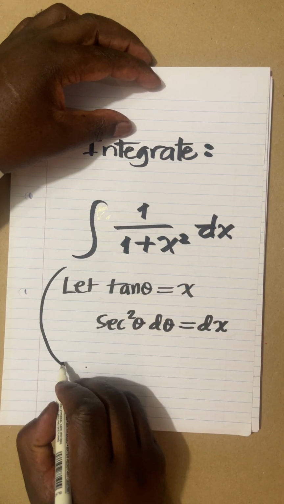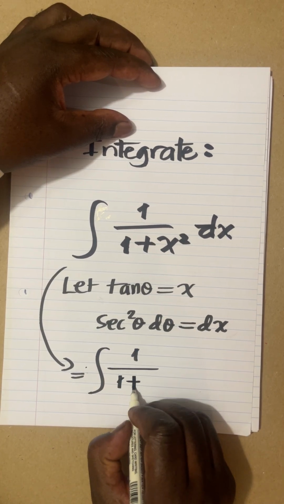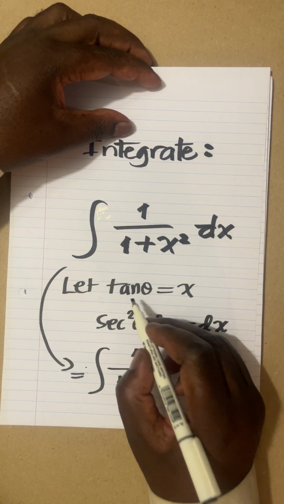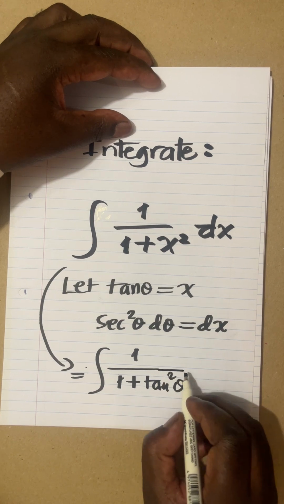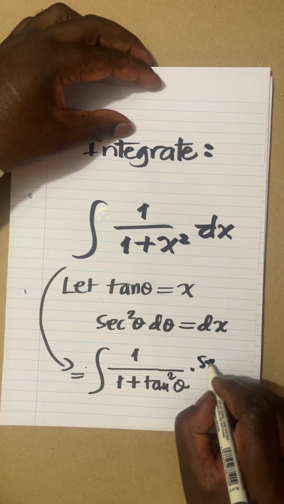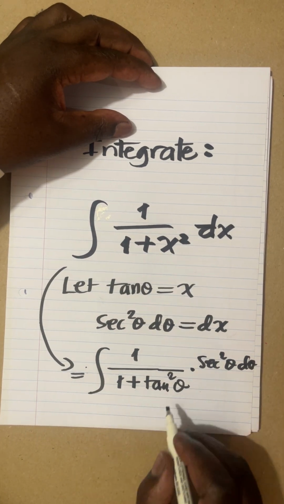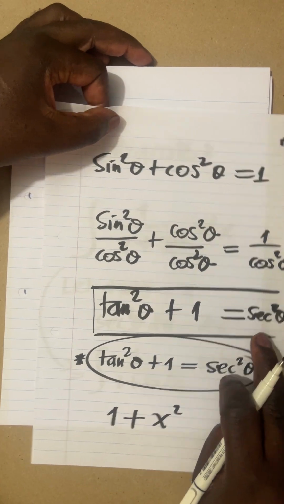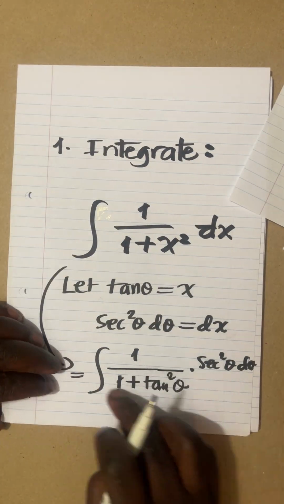So now this integral changes to the integral of 1 all over 1 plus, notice this, tan squared theta, because x is now tan theta. So it's going to be tan squared theta in the denominator times, remember dx is actually sec squared theta d theta. Now, what is 1 plus tan squared theta? Here it is. What is 1 plus tan squared theta? Sec squared theta. There it is. So it means the denominator, the whole of this, becomes sec squared theta.